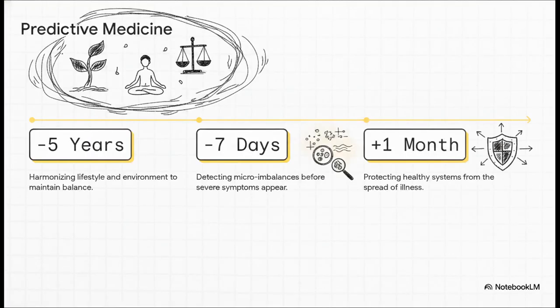This holistic view also maps perfectly onto the absolute cutting edge of modern predictive medicine. Think about how we usually treat illness today. We wait until we feel sick, and then we go to the doctor to get a pill. But the ancients focused on a concept called Zhui Bing, treating the disease before it ever arises. This shifts our focus from merely repairing broken parts to intervening long before symptoms ever appear. It's about looking at your daily sleep patterns and stress levels today to prevent a total systemic breakdown 5 years from now. It's about spotting micro-imbalances 7 days before severe symptoms bench you, and actively protecting the rest of your healthy systems immediately after an isolated illness takes root.